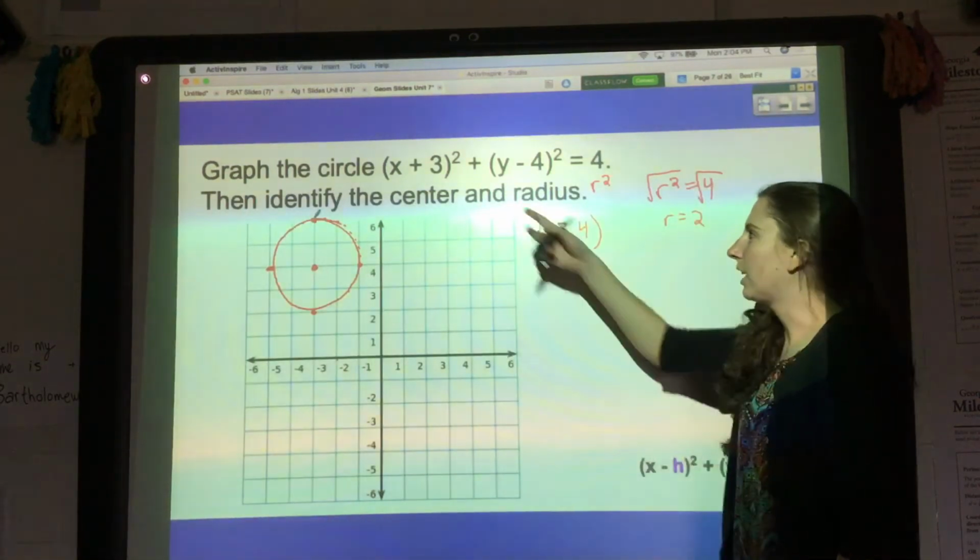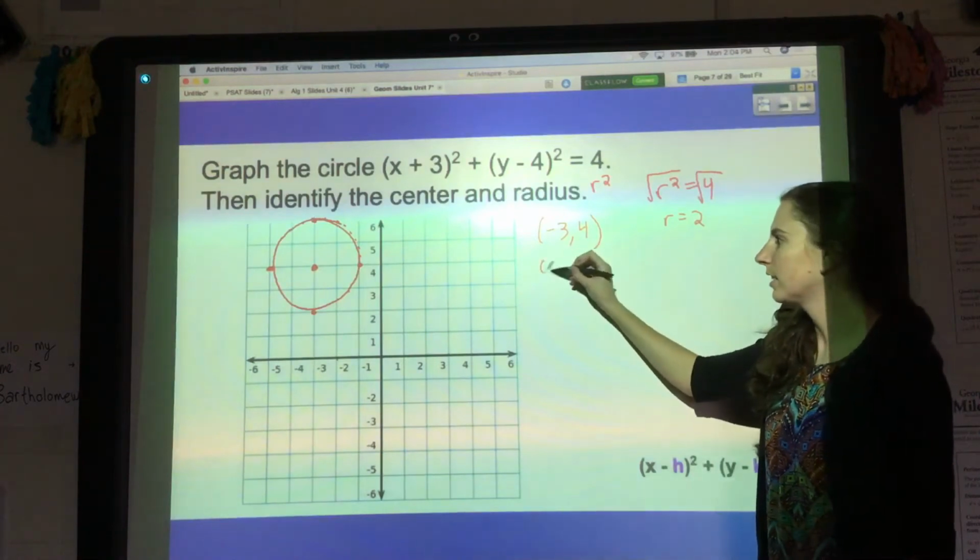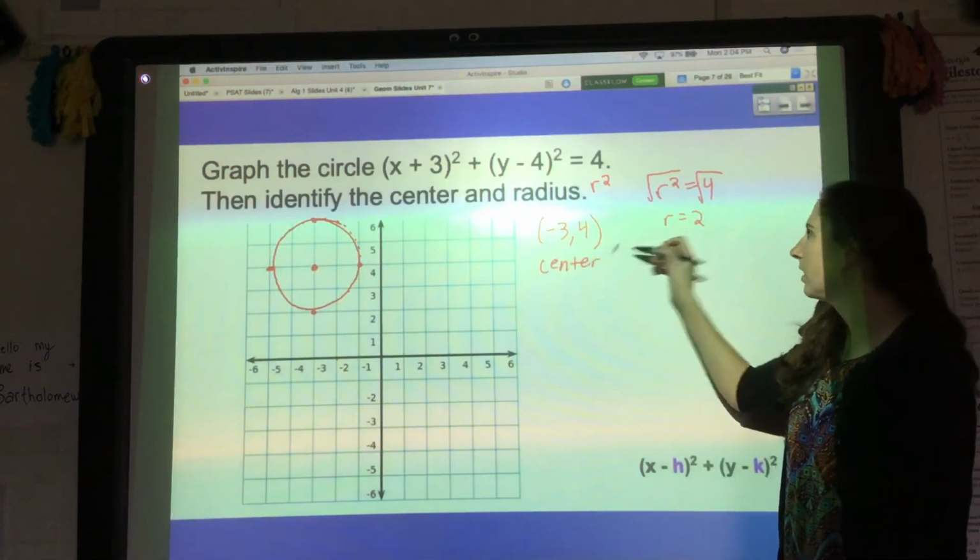Also, it says identify the center and the radius. This is the center, and this is the radius, 2.